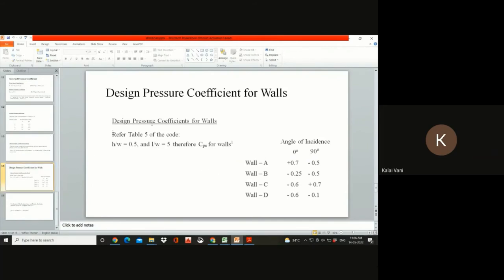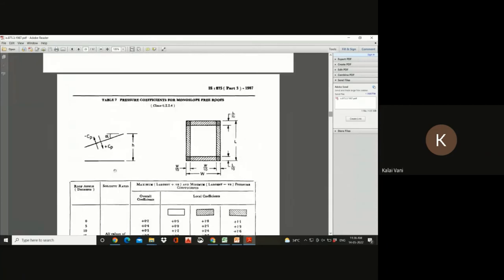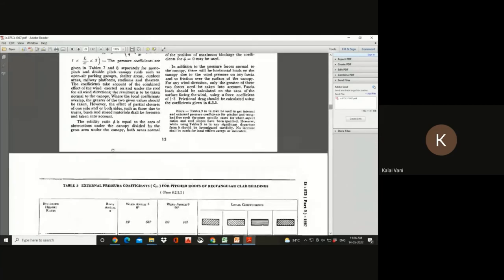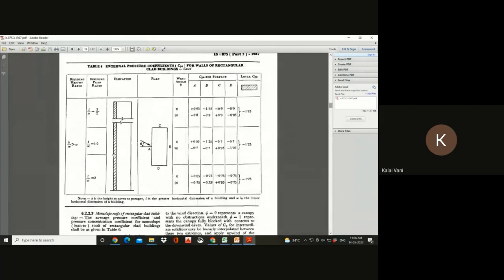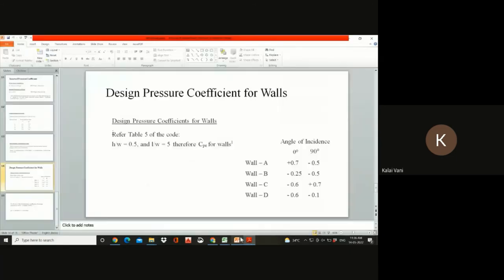And next is the design pressure coefficient for walls. Now we have calculated for roof. Next is for chart 4, right? H by W, height is 5, width is 10, so it is 0.5. And L by W, L is the length of the building, 50, and the width is 10. So 50 by 10, you are getting 5. That is for your CPE for your walls. So with this ratio, you can find out for the walls.